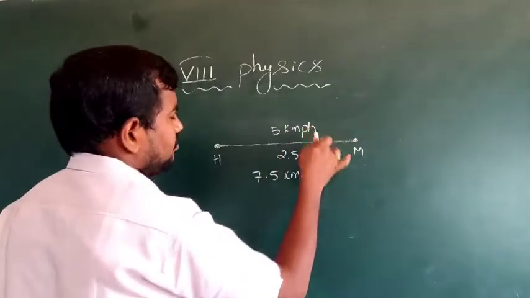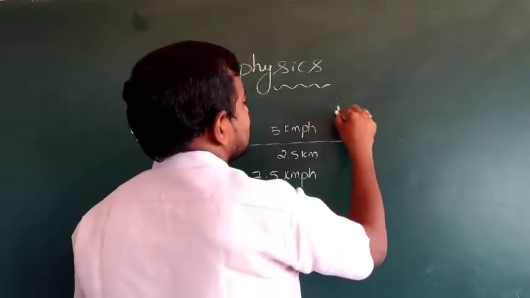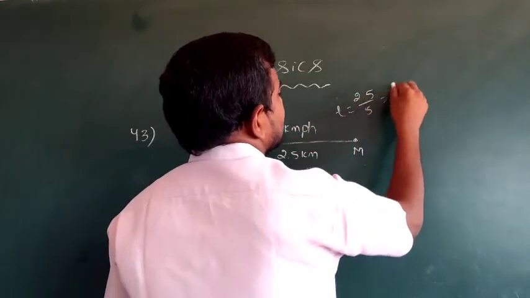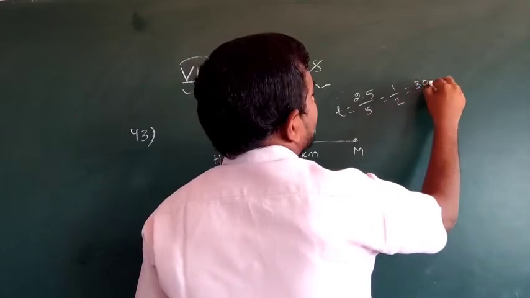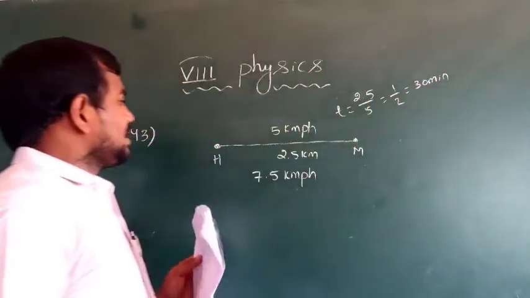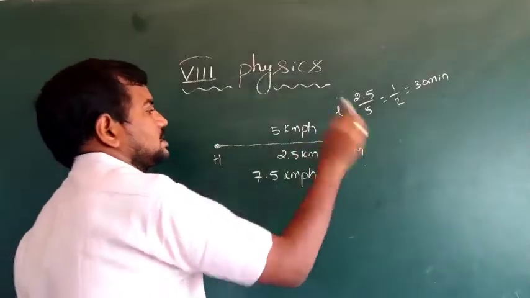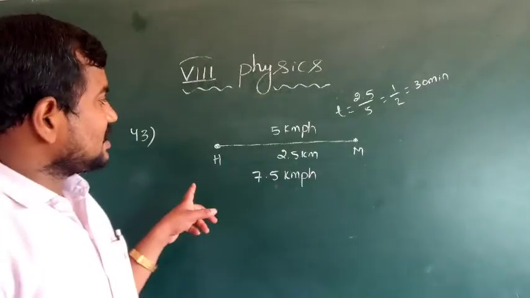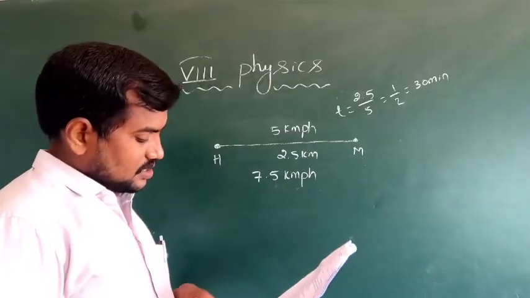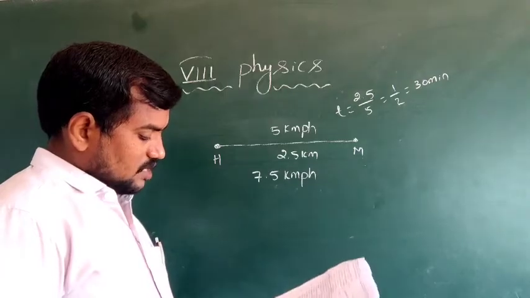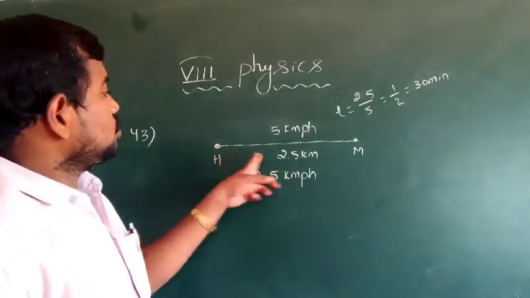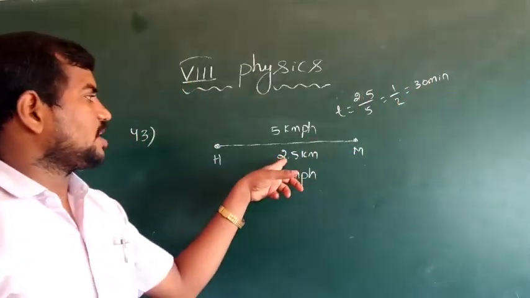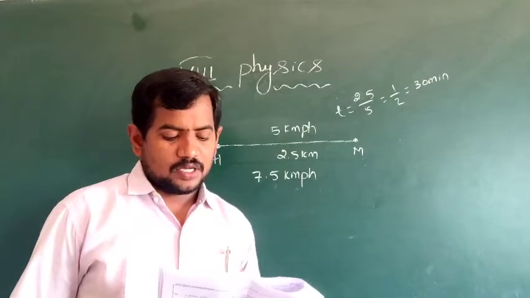So now let us find the time for the forward journey. T is equal to distance by speed. So 2.5 by 5 is equal to half an hour, that means 30 minutes, for the first 30 minutes from home to market. So very easily you can solve. For 0 to 30 minutes, the average velocity is 2.5 kilometers by half an hour, which is 2.5 by 1 by 2, giving 5 km per hour.